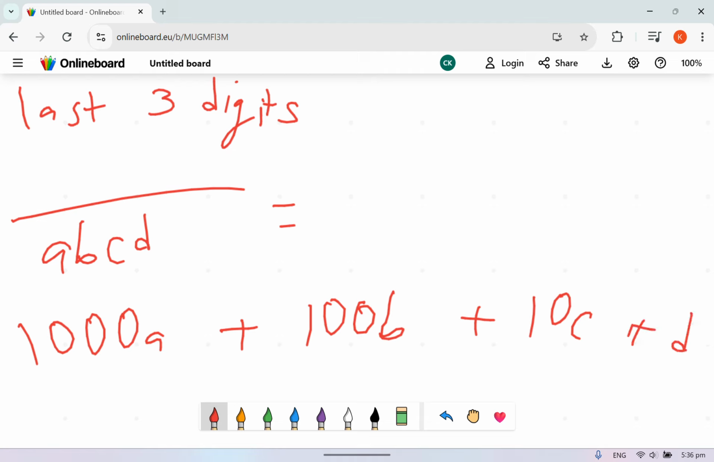For 2, we just need to look at this because all these are divisible by 2. Right? For 4, we just need to look at these because the others are all divisible by 4.